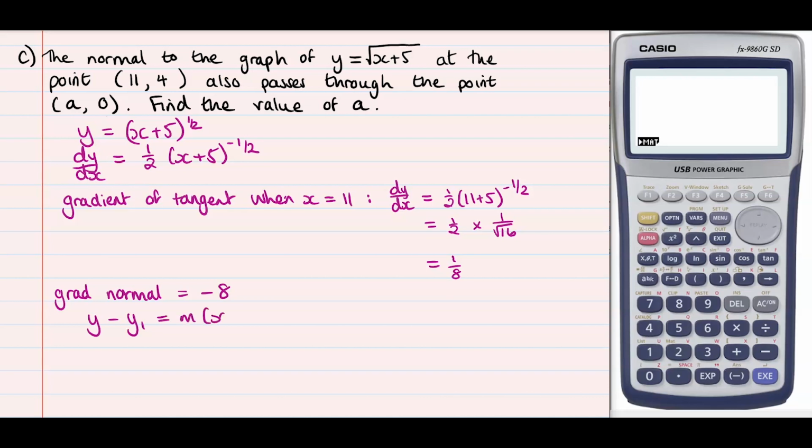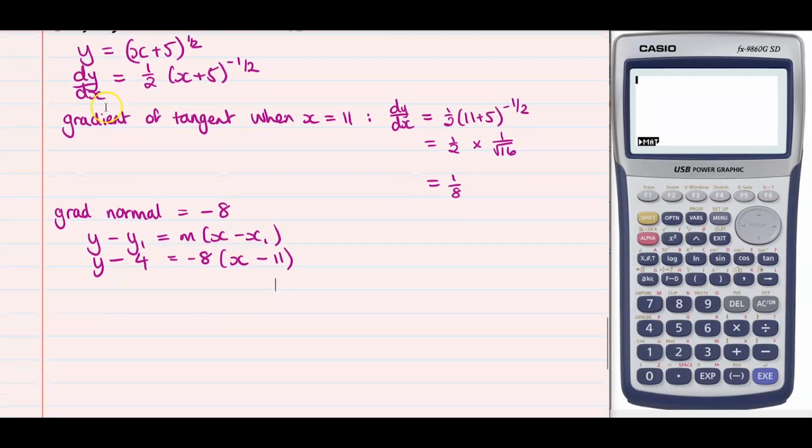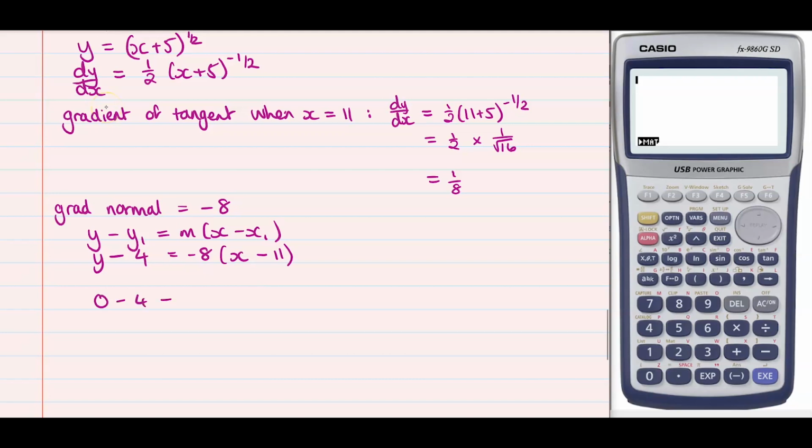So y minus, well, the y coordinate that we've got here is 4, is equal to the gradient, which we know is minus 8, x minus 11. And what we want to work out is the x value that gives a y value of 0. So if we put 0 in for y and solve that, we can get what x will be. So x will be 11.5. So therefore a is equal to 11.5.